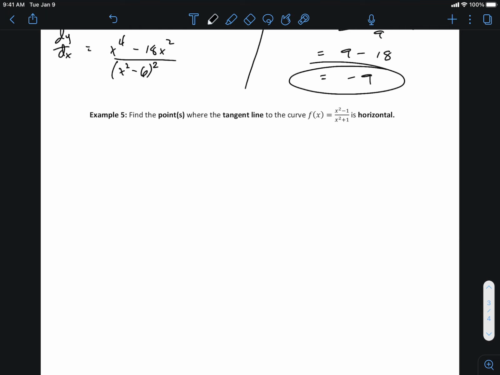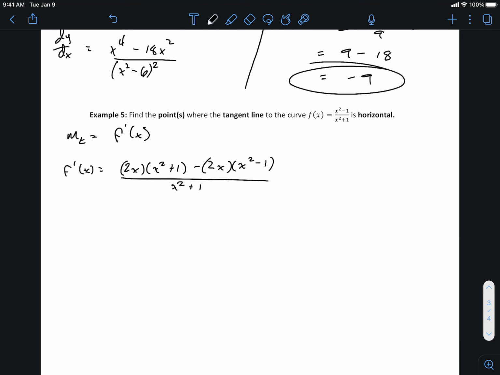So first things first, let's derive it. We know the slope of the tangent is the derivative of f of x. There's nothing new there. So let's find f prime of x. It's going to equal 2x multiplied by x squared plus 1, and we're going to subtract off 2x times x squared minus 1, and all of that needs to be divided by x squared plus 1, squared.